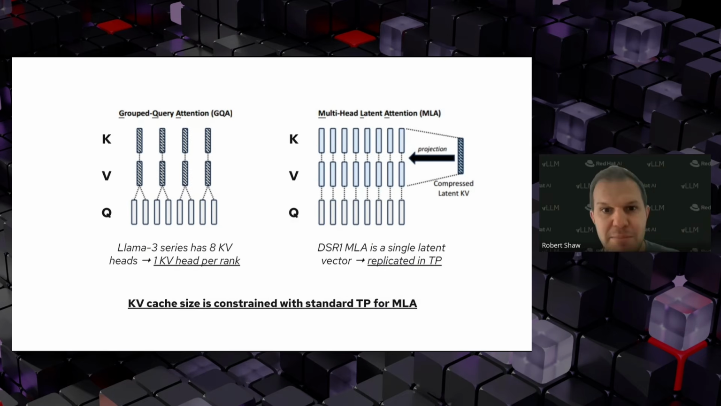When we look at MLA models, there's a single latent compressed KV vector, and so there's actually no dimension to shard this on. And so when you deploy a model like GLM or a model like DeepSeek with tensor parallelism, we actually will have 8 copies of the same vector, obviously dramatically reducing the number of KV blocks that we can fit these massive requests into.